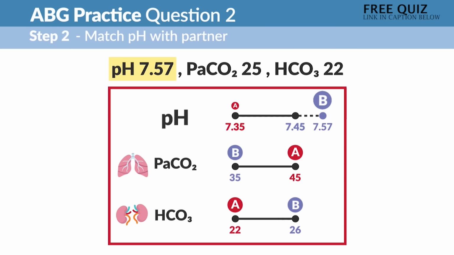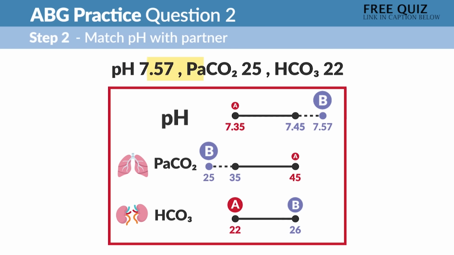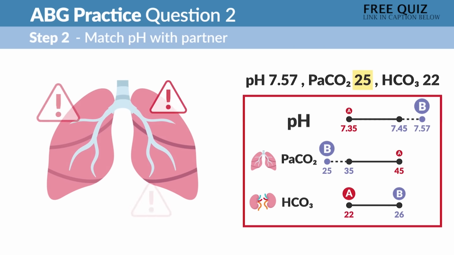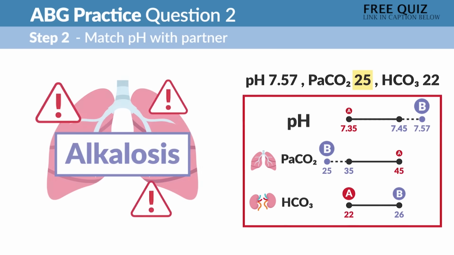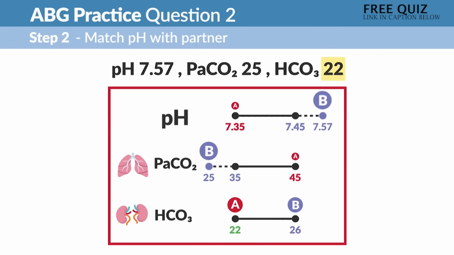Now, step 2, we have to find that alkalosis match. So CO2 is 25. That's pretty low. So that is base as well in alkalosis. And the respiratory icon, we have a match for respiratory alkalosis, it looks like. And HCO3 is 22, so it's technically right on the border, but it's normal, so it's not a match.